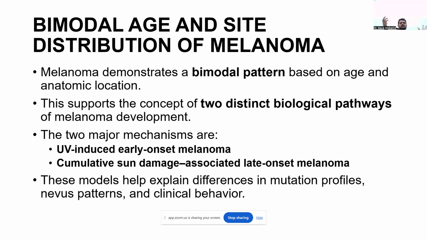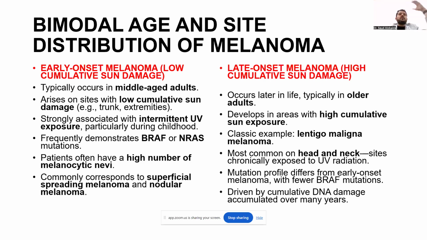So age group, as we said, could be the young and the old. This just explains that biologically and genetically they could be different. One is early onset with intense sun exposure. The second is more cumulative sun damage with time. So the early one is low cumulative sun damage. The late one is high cumulative sun damage. Okay, this one's the younger age group. This is older. This is intermittent UV exposure. This is more high cumulative. The types of mutation here are BRAF and RAS. Lentigo maligna is more associated with the late onset, and you can see the location and the subtypes in each.